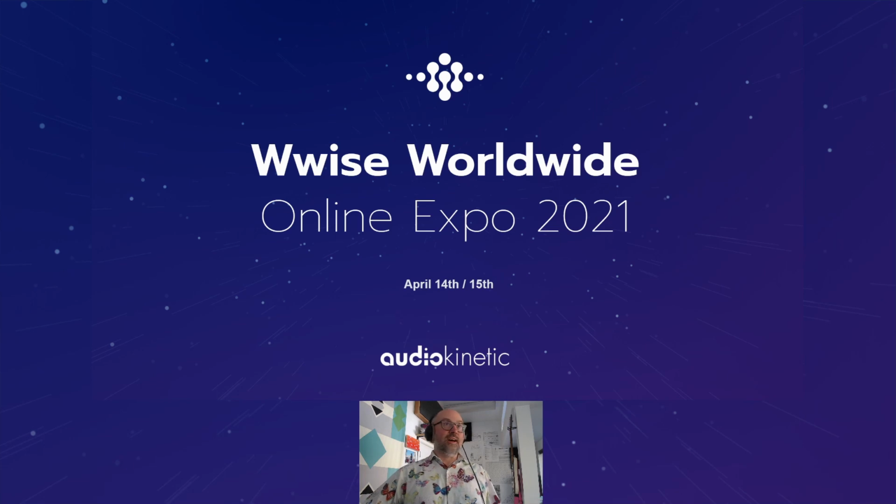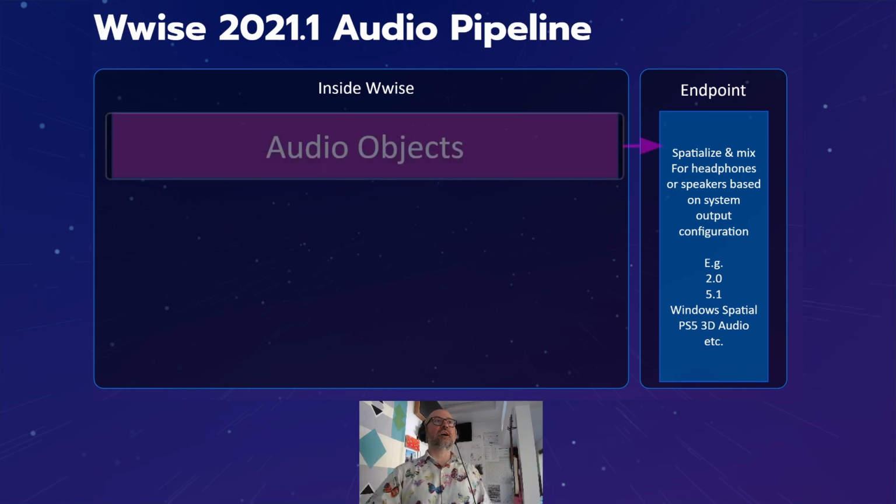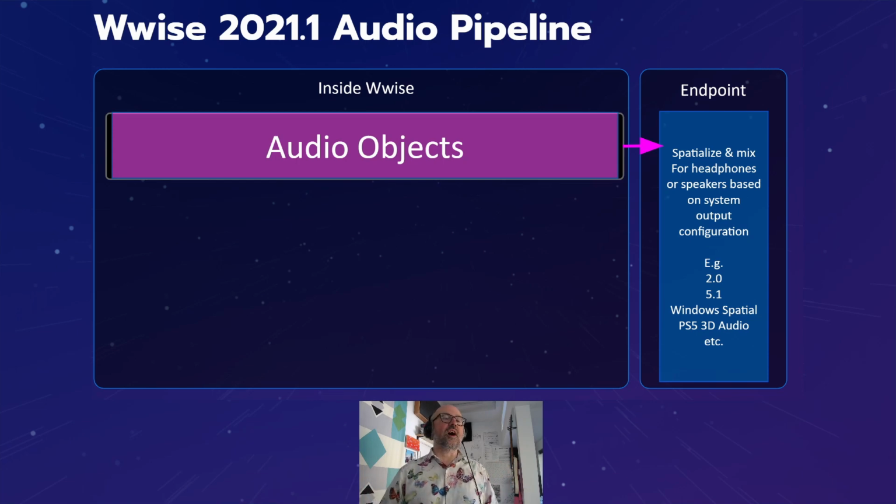And I'm just going to jump right in on the heels of the overview that Simon gave about the use of objects and start talking about how that looks inside of Wwise from a high level. And the first thing that I want to talk about is this audio object path as it flows through Wwise and arrives at the endpoints that Simon was describing.